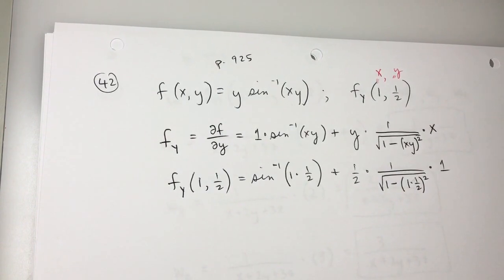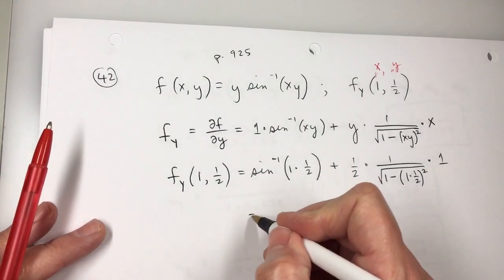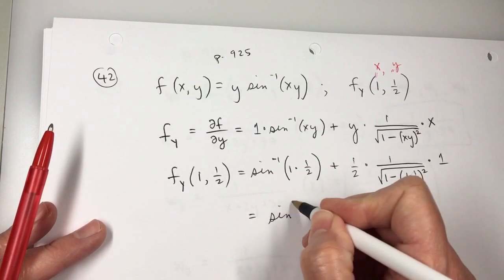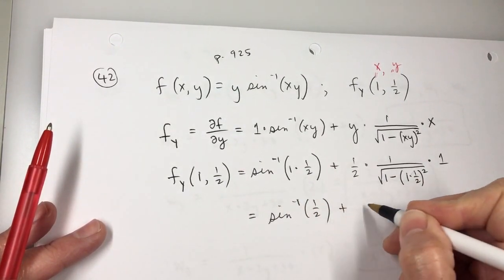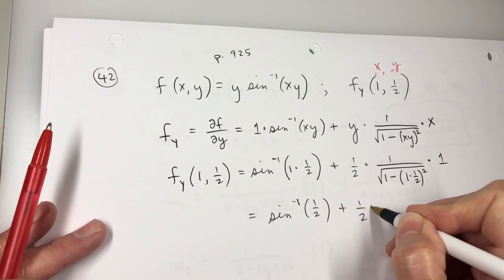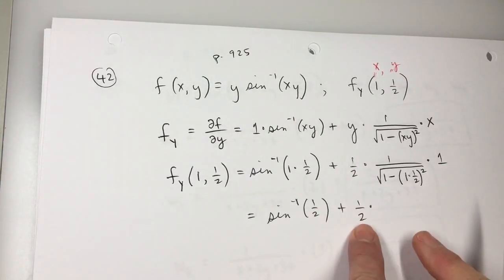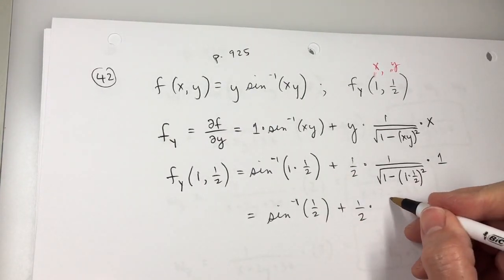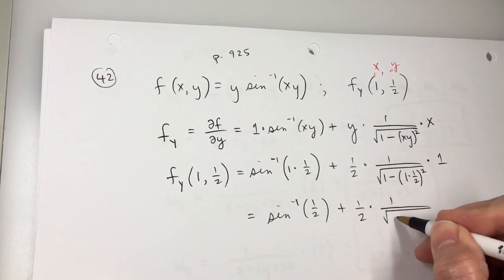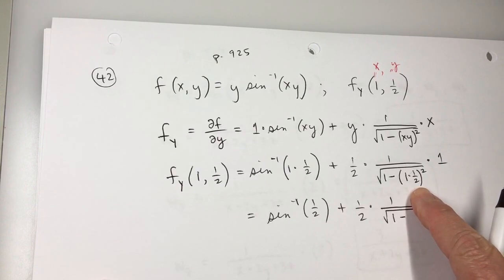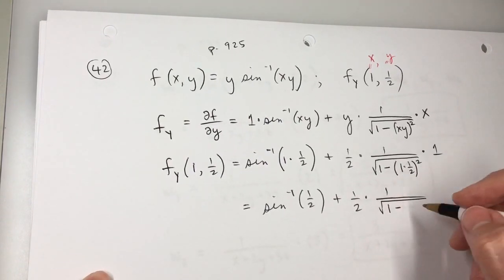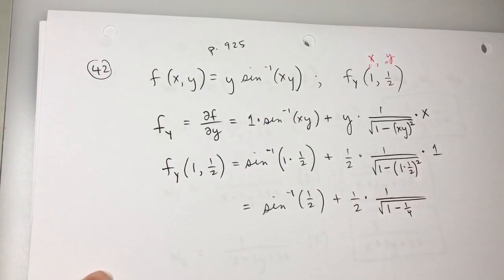So then you can simplify this, and this would be inverse sine of 1/2 plus 1/2. Now 1/2 times 1 is just 1/2, and this would be 1 over the square root of 1 minus, this is 1 times 1/2, which is 1/2. Square it and you get 1/4. So 1 minus 1/4.